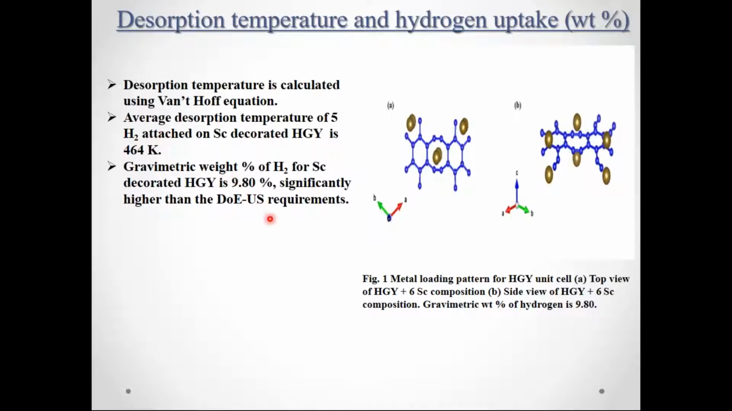And we have calculated the gravimetric weight percentage. For the gravimetric weight percentage calculation, it is assumed that the holey graphene structure can adsorb 6 hydrogen molecules, 3 on the front and 3 on the reverse side of the holey graphene structure, and each metal can adsorb 5 hydrogen molecules. This will lead to a gravimetric weight percentage of 9.80, which is quite higher than the DOE requirement.